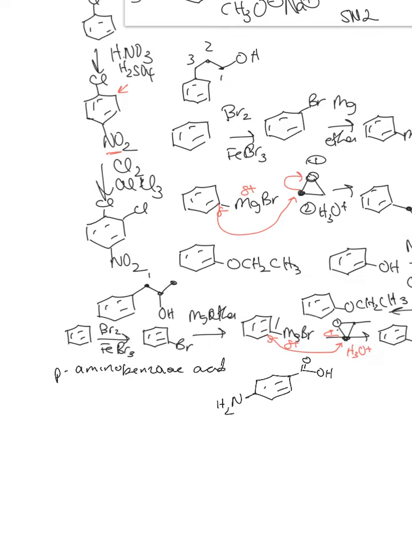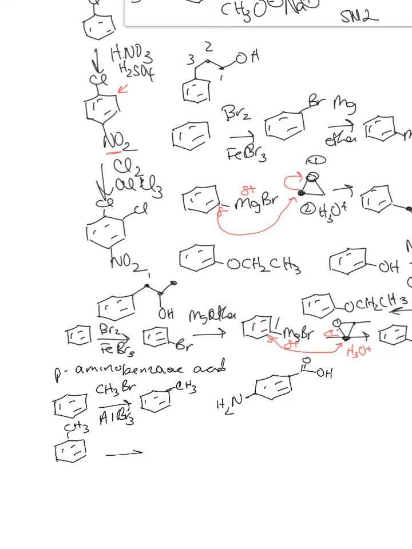You would want to, starting from benzene, do a methylation. So you could just do methyl bromide and aluminum tribromide. And that would be a Friedel-Crafts, and that would give you toluene. Actually, you can start with toluene, so what am I talking about? So just start with toluene.